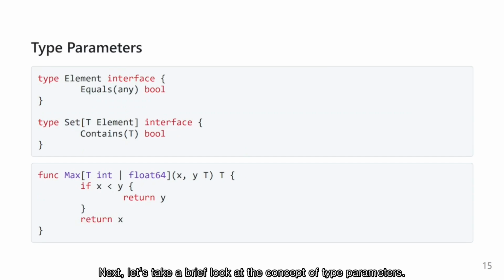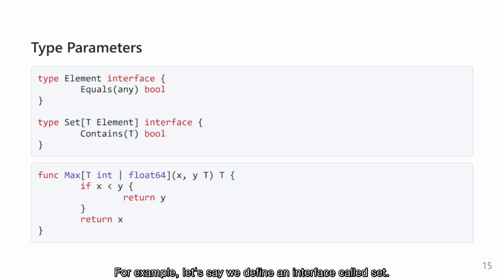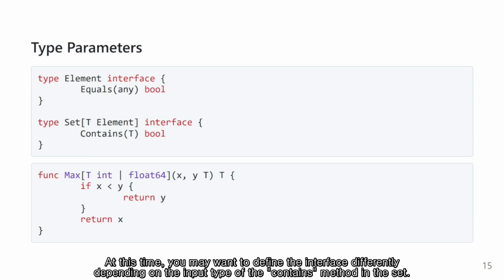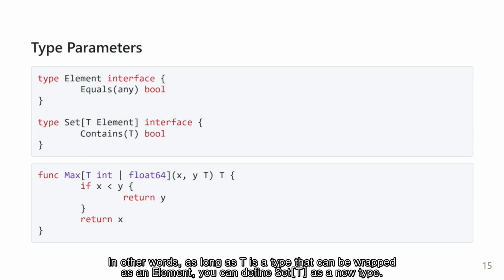Next, let's take a brief look at the concept of type parameters. When defining a type, there may be additional conditions required for that type. For example, let's say we define an interface called set. At this time, you may want to define an interface differently depending on the input type of the contains method in the set. If you want to add a condition that the type declared as t must be an interface called element, you can write it like this. In other words, as long as t is a type that can be wrapped as an element, you can define set t as a new type.